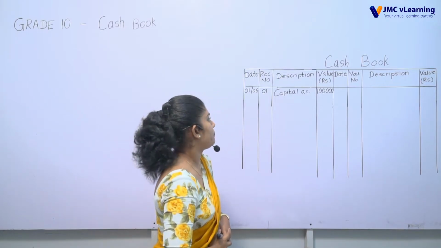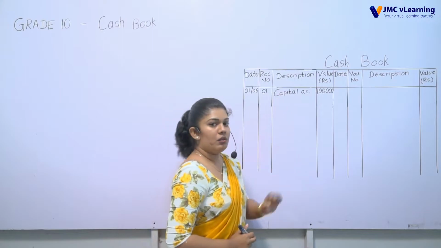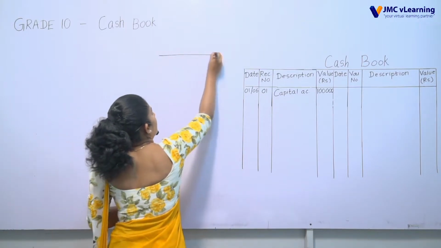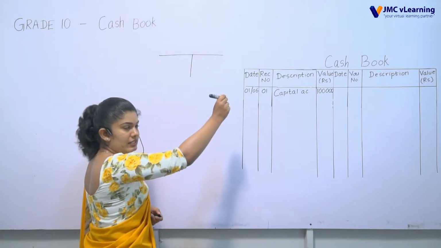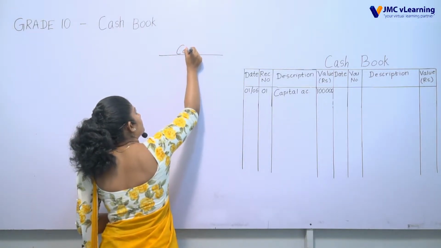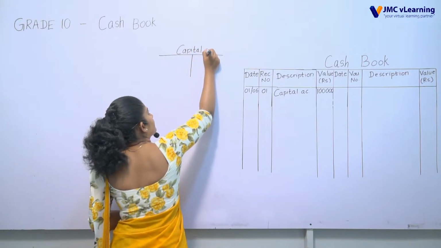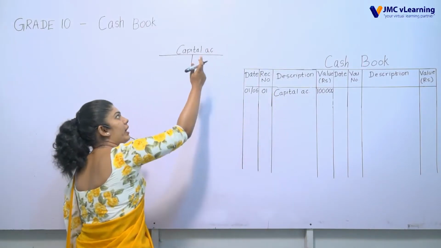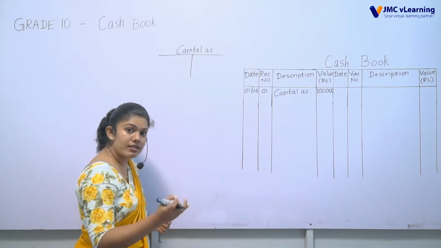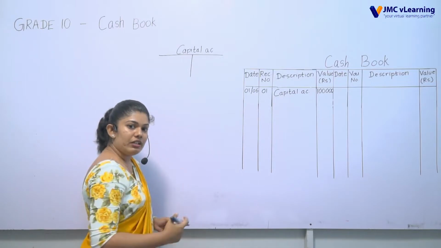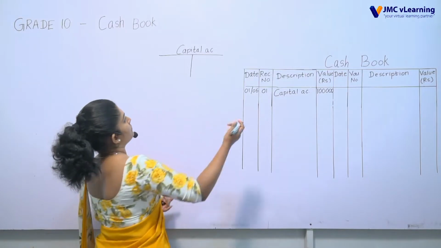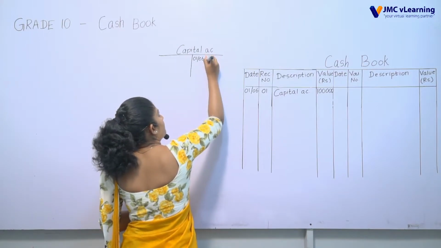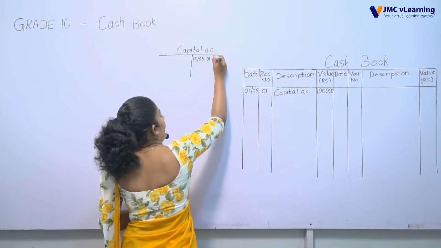Amount 100,000. And if we are recording capital account here, we should have a capital account. Now I'm opening up a capital account. I'm using the T format here. So capital account. Here we recorded in the debit side. Therefore, in the capital account, we have to record it in the credit side, because capital belongs to equity. When the value increases, it credits. 1st of June, receipt number 1, and cash book.